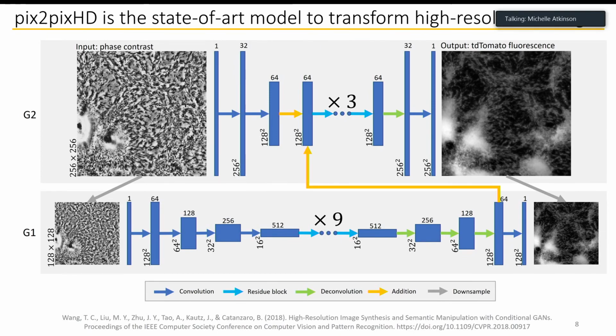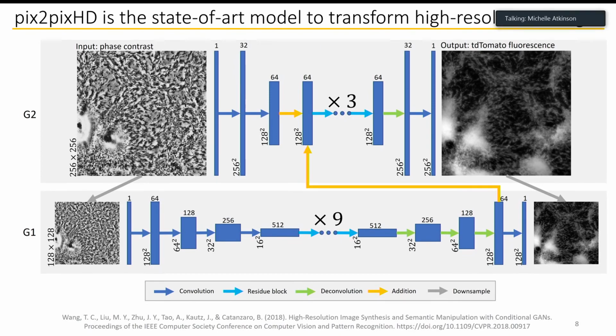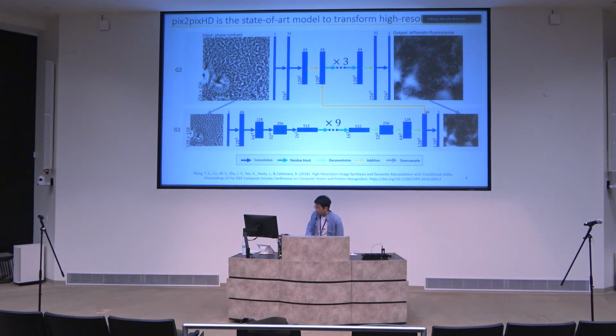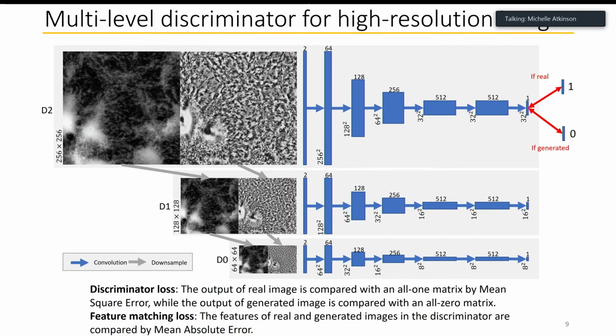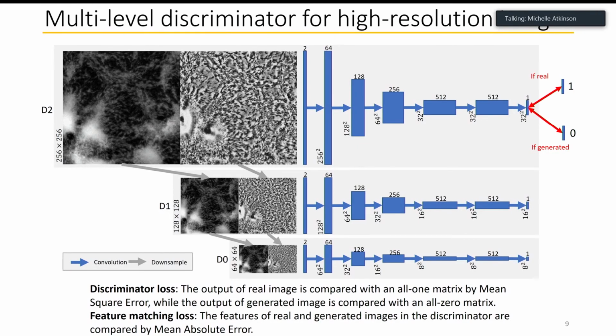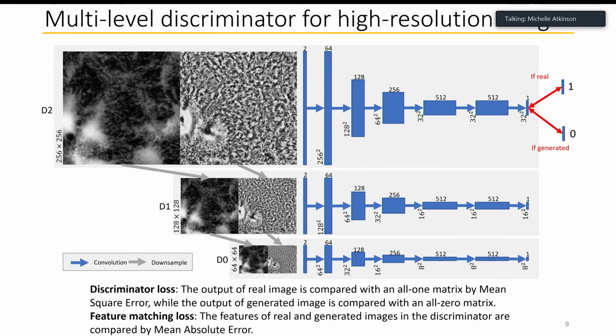So our task is a similar case. By changing the input to the phase contrast image and the output to the fluorescent image, we are able to apply the model to our case. Also, for this high-resolution image transformation, we designed the multi-level discriminator. The multi-level discriminator discriminates the output images at different resolution levels. And we also use the feature matching loss to compare the features on different layers of the discriminator.